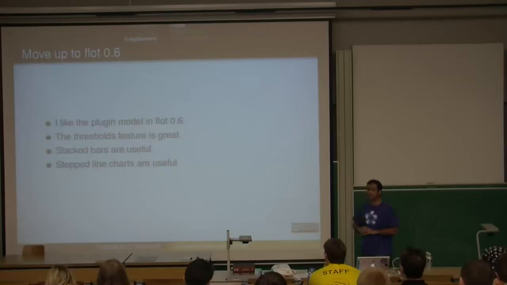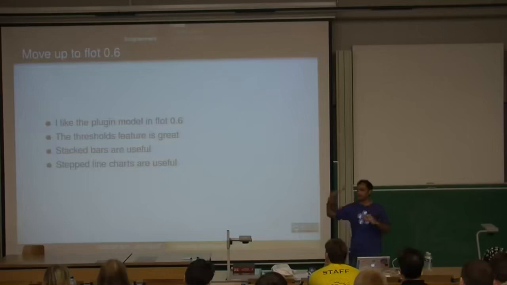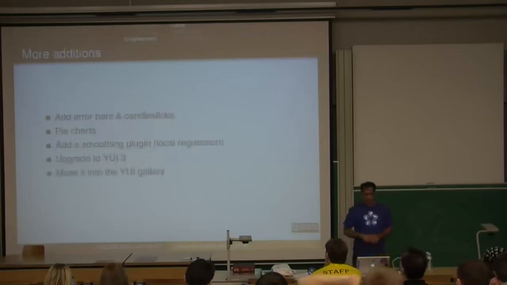Stepped line charts are useful. A stepped line chart is, let's say you have 2 points, one here and one here. Instead of just drawing a straight line between them, it draws one line that way and one line that way. So it's basically a discrete jump. It's not a continuous chart, and it's useful if your data is discrete rather than continuous. Again, I don't have a current use for that, but I can think of people who would.